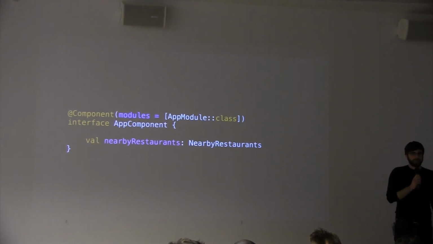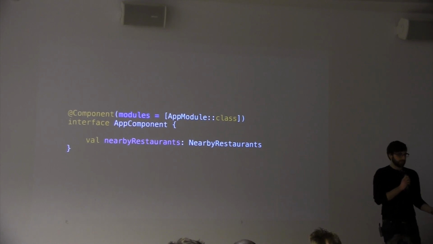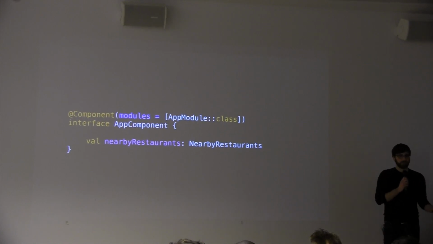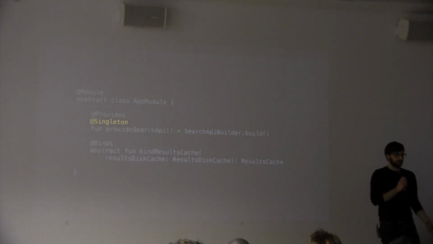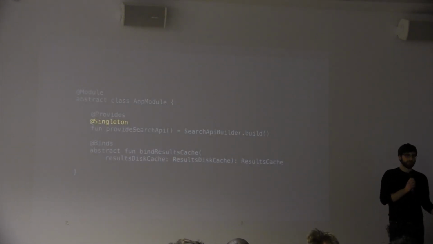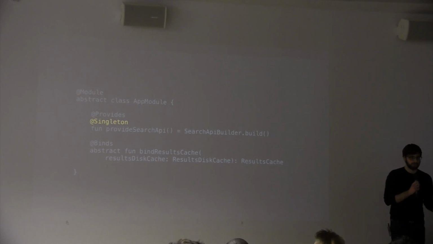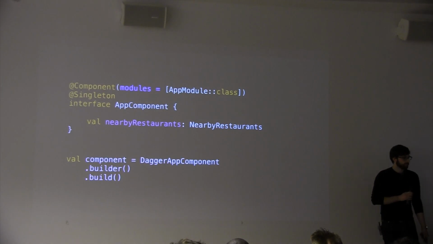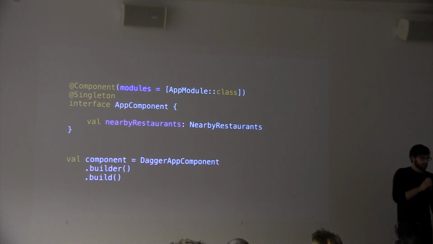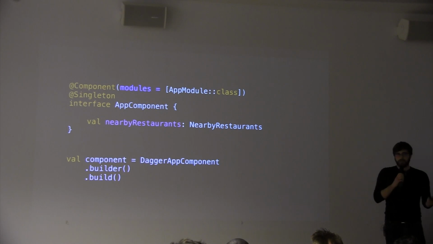So components can have methods in their interfaces, so you can get bindings from outside of the component. You can also annotate them with a scope. And that means when you annotate your bindings with that same scope, you'll only have one instance of that binding in that component. Singleton is one built-in one. You can also have custom scopes. So components, like this component we just saw, it's standalone. It doesn't depend on anything else.